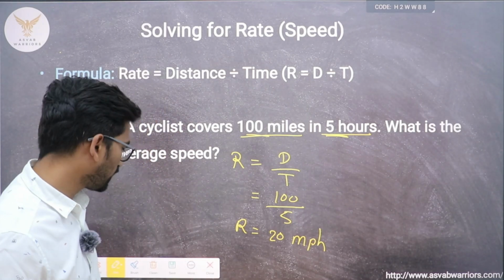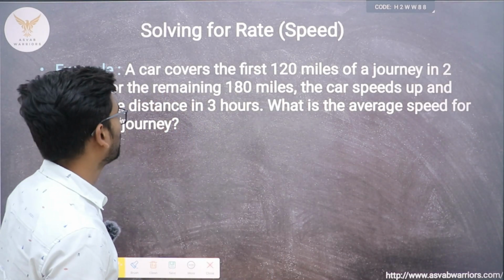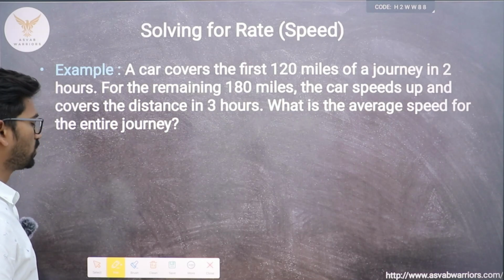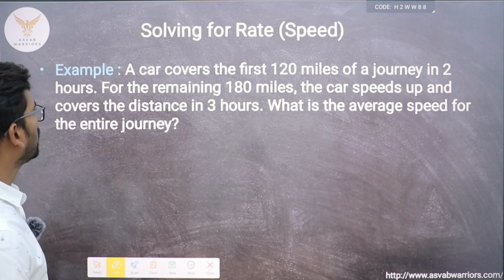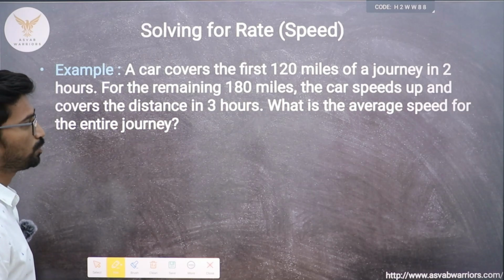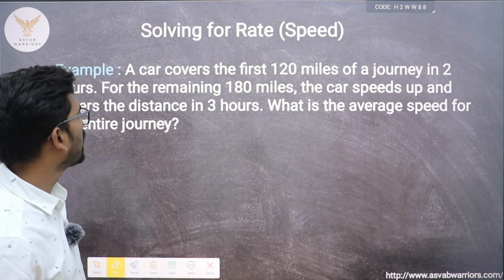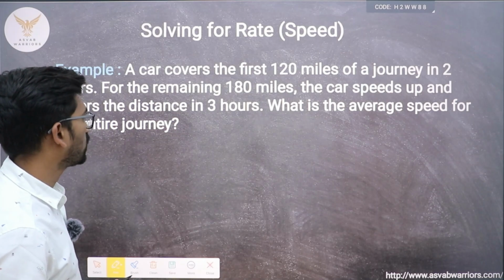Now we will take another example. A car covers the first 120 miles of a journey in 2 hours. For the remaining 180 miles, the car speeds up and covers the distance in 3 hours. What is the average speed of the entire journey?